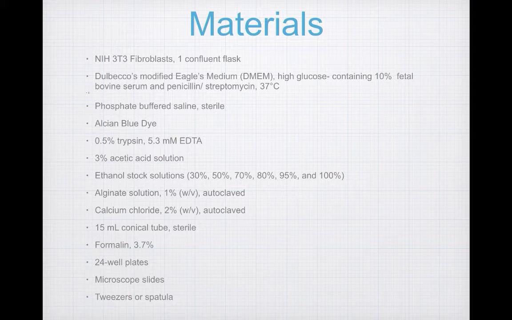ethanol, an alginate solution, 1% weight per volume, autoclaved for sterility, calcium chloride solution, 2 weight per volume, autoclaved, 15 ml conical tube, sterile, formalin, 3.7%, 24 well plates, microscope slides, and tweezers or spatula.